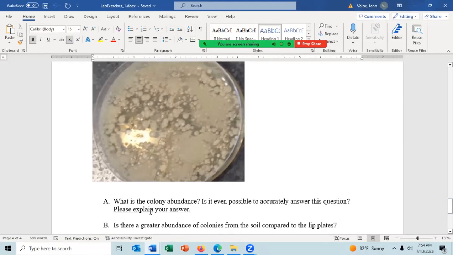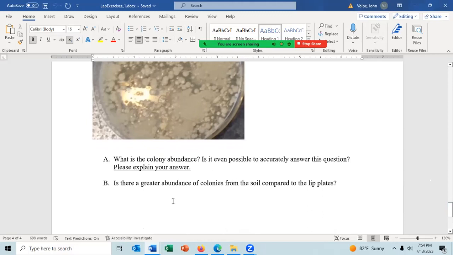It asks the question for procedure 5A, what is the colony abundance? Give the abundance number. And it asks the question, is it even possible to accurately answer this question? And please explain your answer. So you can give a count if you wish, or you can say it's too hard, and then you've got to explain your answer to give the abundance. And then procedure 5B, is there greater abundance on the colonies of the soil from the colonies of the lips? And usually students get that one right. Occasionally students have a hard time with this. Any questions about the lab?